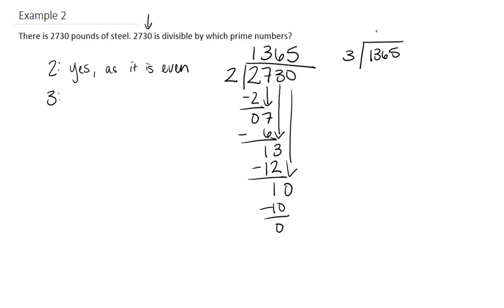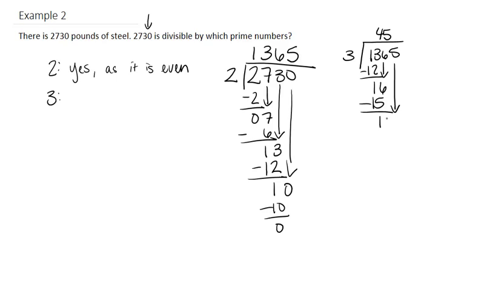3 can go into 13 4 times because 3 times 4 is 12. We subtract. 13 minus 12 is 1. Then we're going to go ahead and bring down the 6. 3 can go into 16 5 times. 3 times 5 is 15. We subtract 16 minus 15, we get 1.